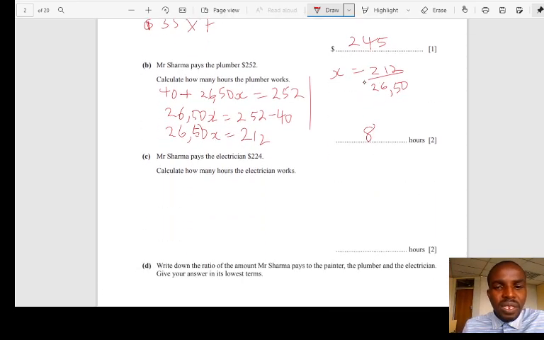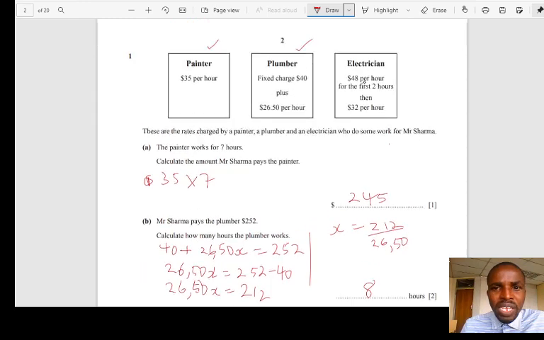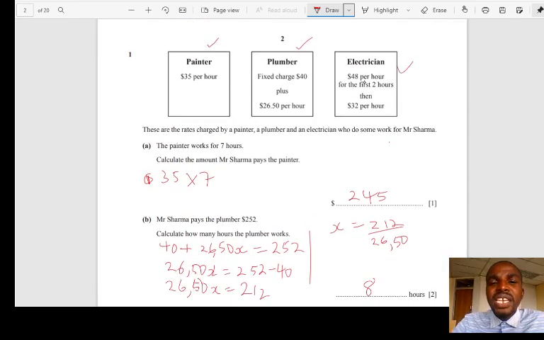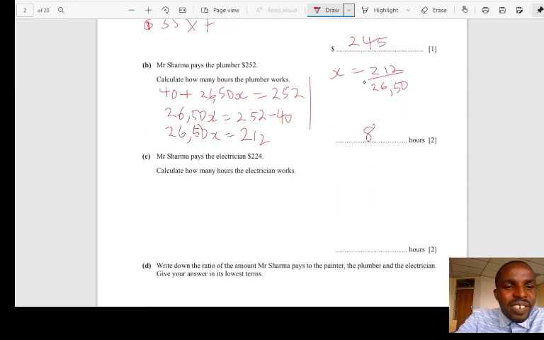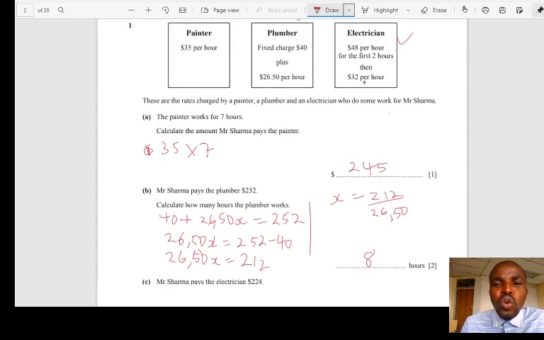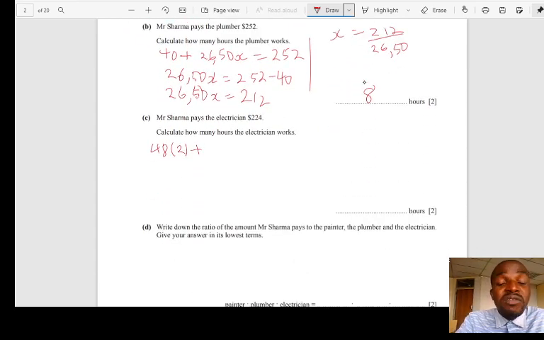Next part, Mr. Sharma pays the electrician $224. Calculate how many hours the electrician works. Electrician, if you can go up there. Yes, the electrician is paid 48 per hour for the first 2 hours worked, then 32 per hour. So we are given that for the first 2 hours it's 48, so we say 48 times 2 for the first 2 hours, plus 32 times x, the hours worked that were paid at a rate of 32 per hour. Then you get 224.